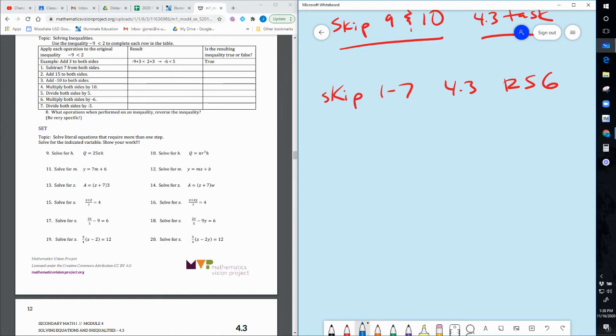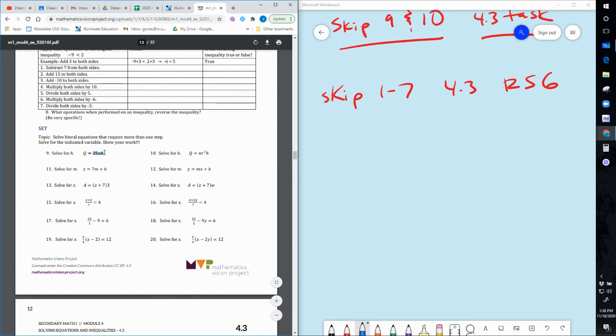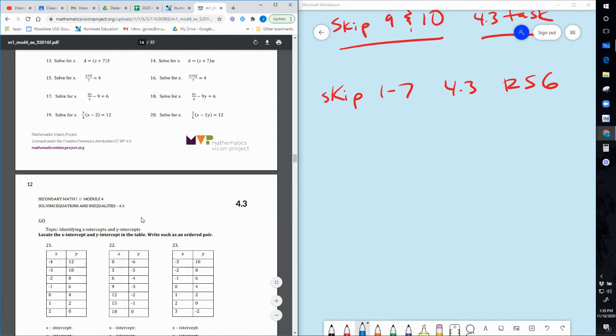They say solve literal equations that require more than one step. Solve for the indicated variable. So if you're solving for a variable, that means you want to get it by itself. Look at number 9. It says solve for h. That means you're going to divide out 25, divide out pi, because that's all just a bunch of multiplication. So how do you get rid of multiplication? You divide. Whatever variable you're solving for, that literally means just get the variable by itself. So do whatever you've got to do to get it by itself.